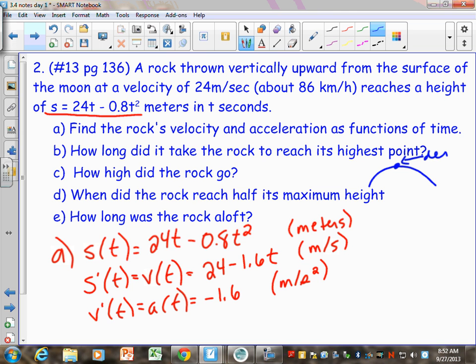So for part B, I can just set the velocity function equal to 0, because that's when the derivative is 0, that's when the velocity is 0, and I no longer have to do a bunch of other work like we did in pre-calculus to find that. But you have to know what to do on that problem.